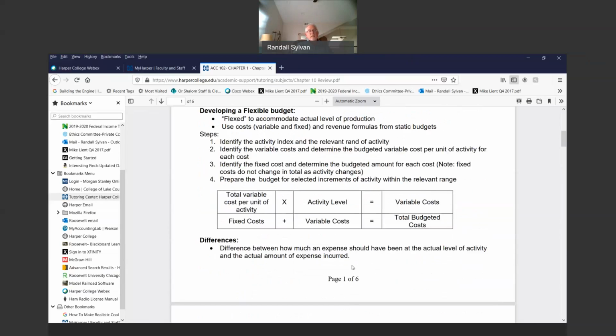Okay, and then there's differences. The differences between how much expense should have been at the actual level of activity versus the actual amount incurred are what you are looking at. So you're comparing what the expenses would have been budgeted at versus what they actually were incurred.